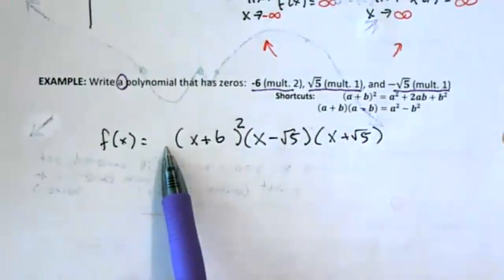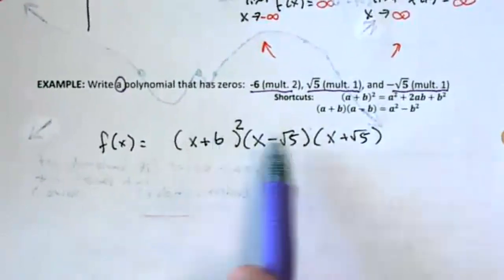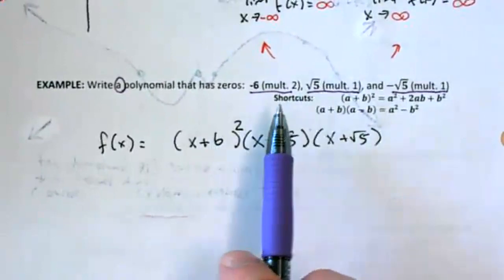What's another thing I could put out in front there? A 1 would be the same thing, though, right? I could, but that doesn't really change anything. Give me another number that would change something. I would put a 2 out there. That would cause a vertical stretch, but it's not going to change where my x-intercepts or my zeros are, right?